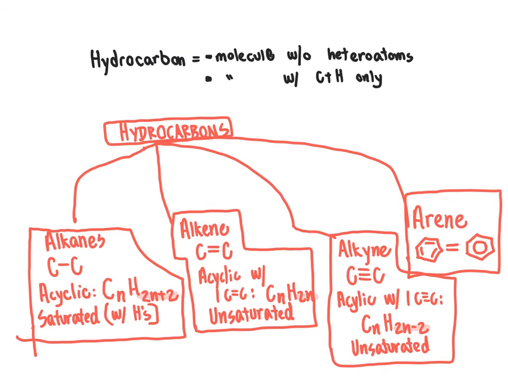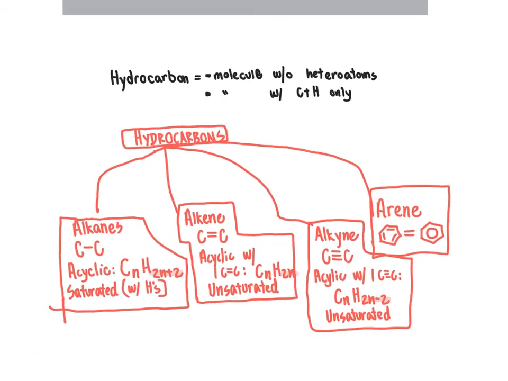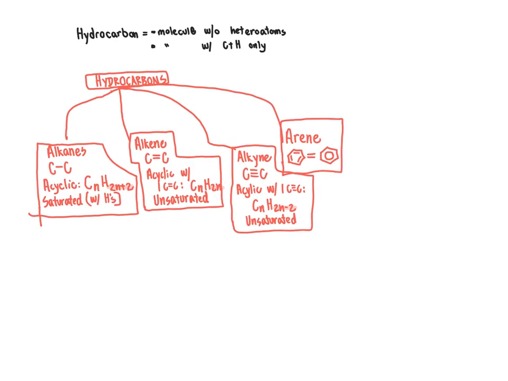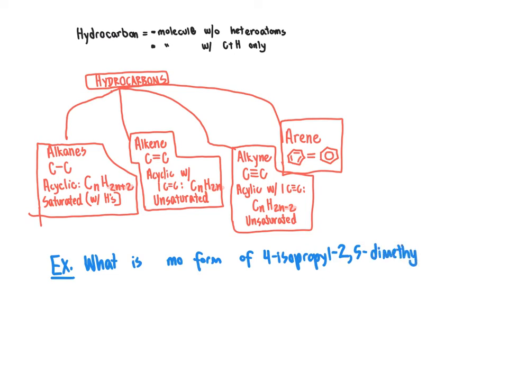So with that, what we're going to do is take a look at an example where we can use these formulas to come up with information about the structure of a molecule. So let's ask the question here in this example. We're going to ask, what is the molecular formula of 4-isopropyl-2,5-dimethylheptane?